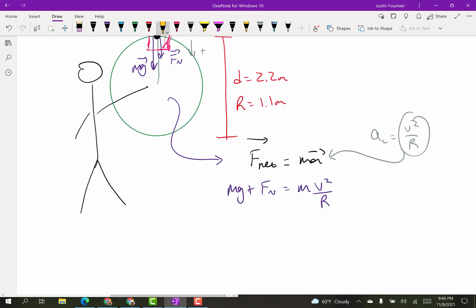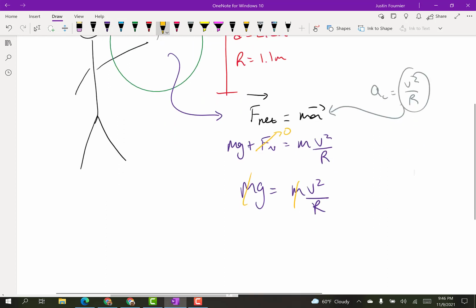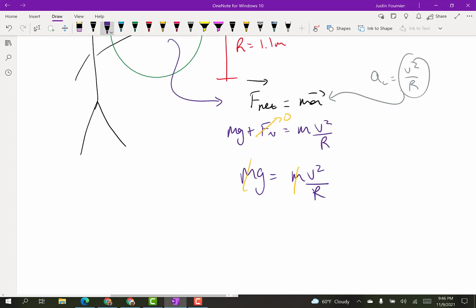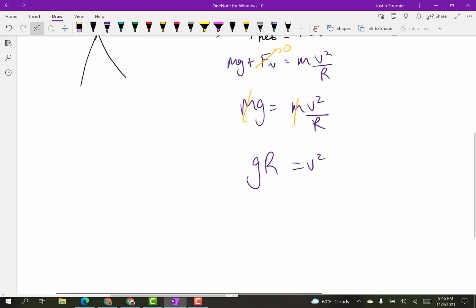So basically, the normal force goes to 0, and I get that the weight is equal to mv squared over r. Interestingly enough, mass cancels out, so I never really needed that 500 grams to begin with. I can isolate the minimum speed by multiplying both sides by r. I get one of my favorite solutions, gr equals v squared, so I'm going to take the square root of gr, and that's going to be my velocity.